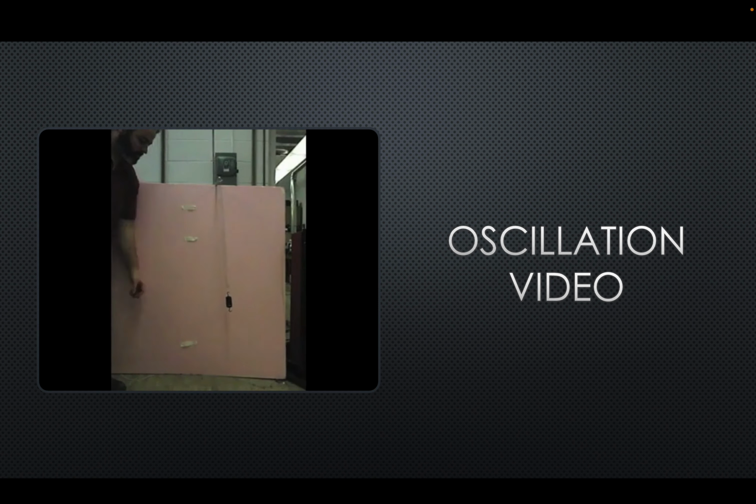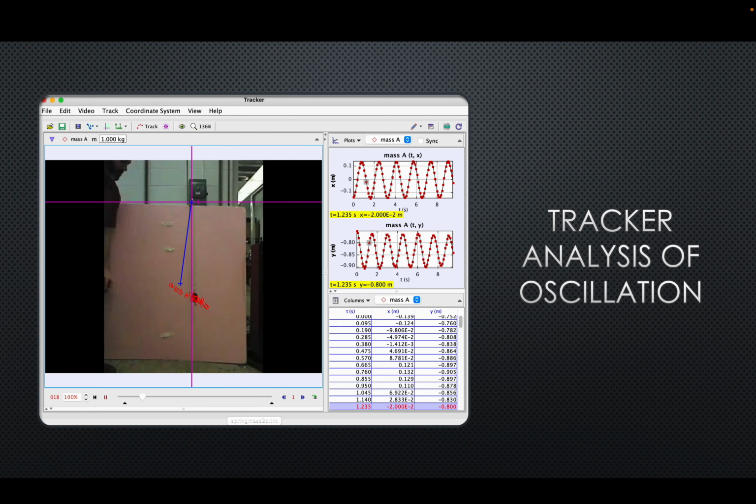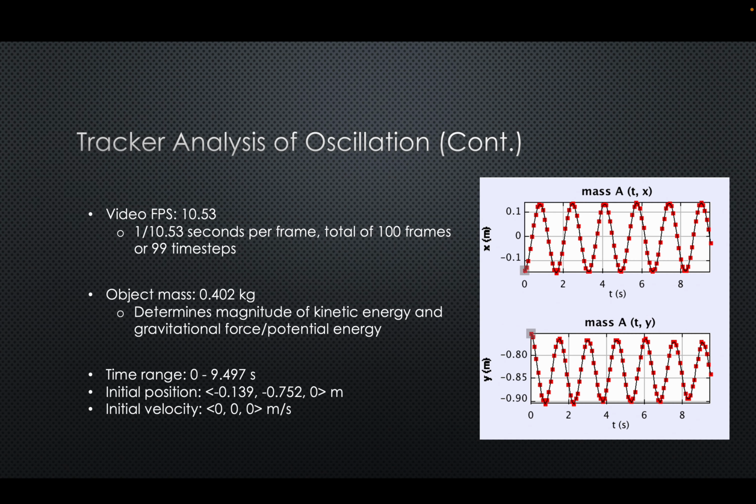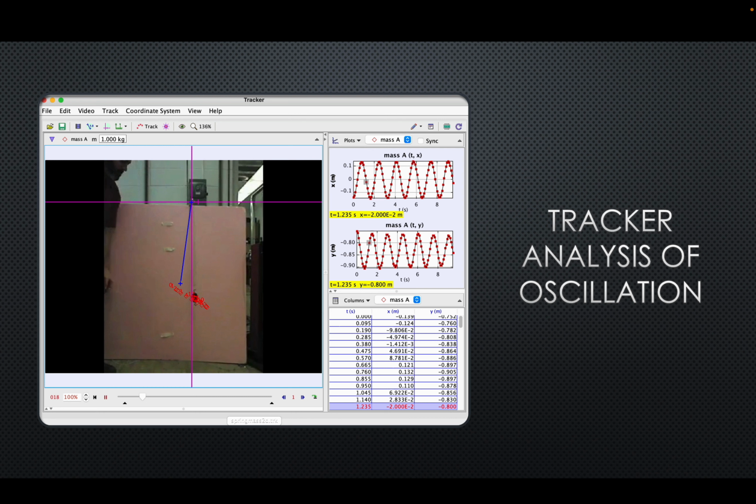And here you can see the oscillation video, and watch as it moves back and forth and its pattern of motion changes, which seems to start almost vertically, and then it moves sideways and then goes back to vertical. Here you can see the Tracker analysis of oscillation. And as you can see here, the two graphs, top and bottom, represent the x and y positions over time, clearly representing oscillation.